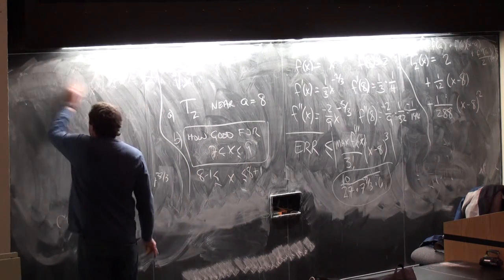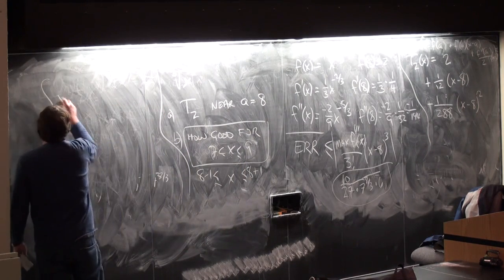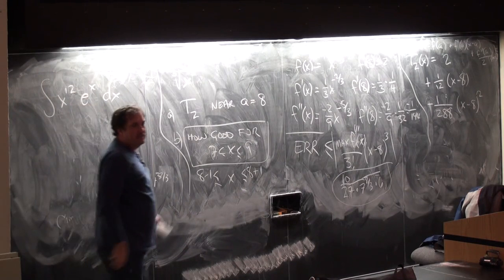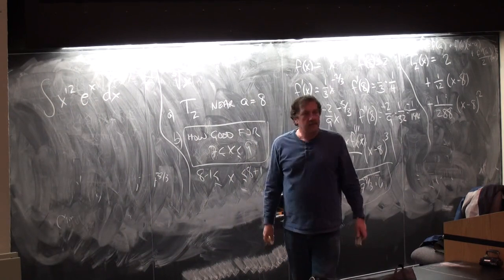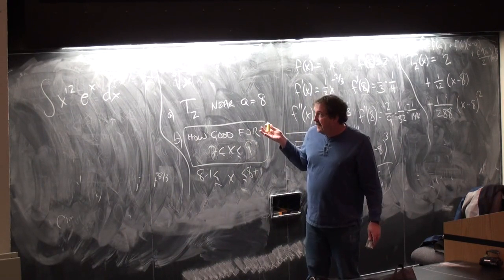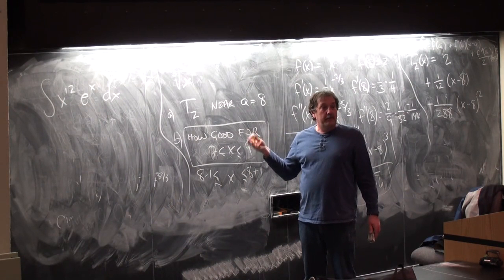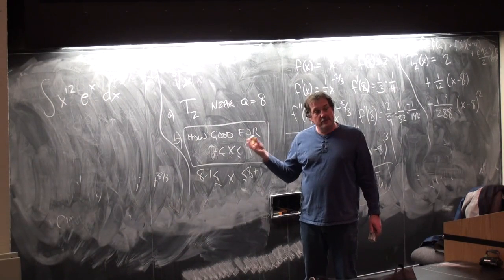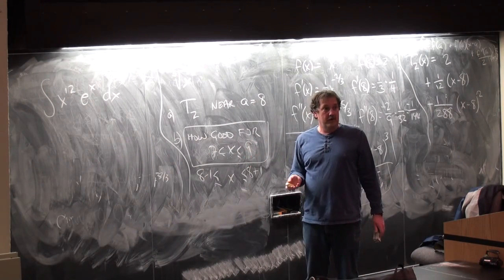Suppose the question were, find the integral of x to the 12, e to the x, dx. Say, or 215, I don't care. How would you do this? Well, you could integrate by parts 12 times. But the pattern is pretty obvious. Once you do it once or twice, you see what's going on.